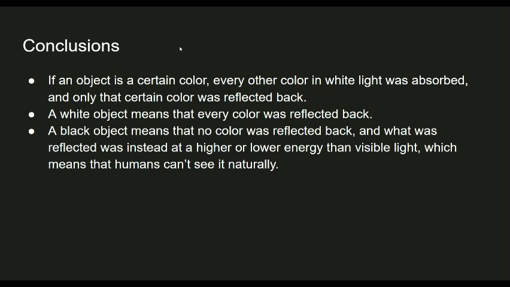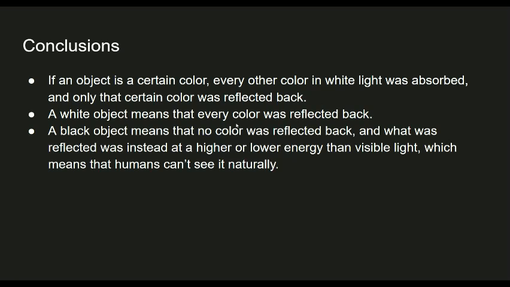So here are some conclusions. If an object is a certain color, then every other color in white light was absorbed, and only that certain color was reflected back. Let's say we have a blue box. That means that when white light hits this box, every possible color other than blue is absorbed, and only blue is reflected back to us.